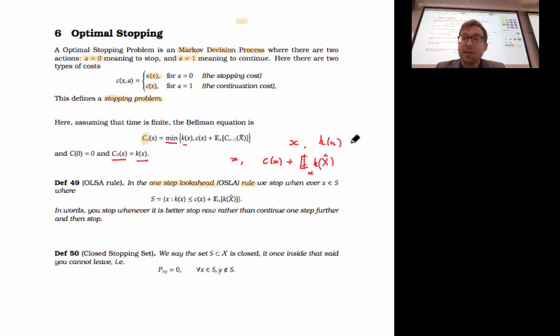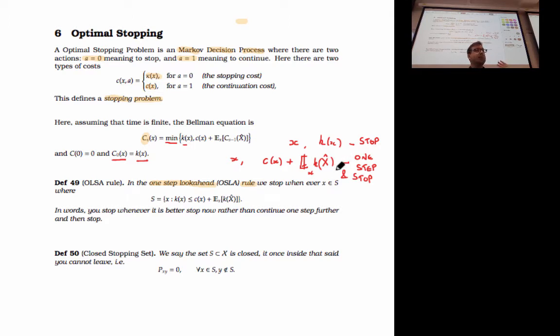So those are the two things that can happen. Either I stop, or I go one step further and stop. So basically what the one-step look-ahead rule says is, either I stop now and I get this cost, K of X, or I go one step further and then stop and I get this cost. And if it's better to stop now, then I'm going to stop. In other words, if this cost is lower than the cost of going one step further and then stopping, then I should stop.